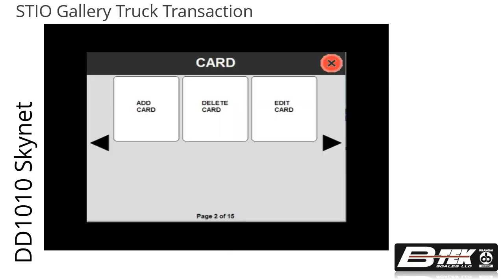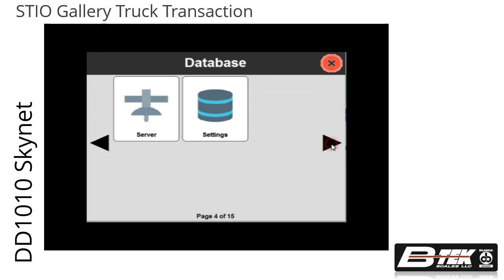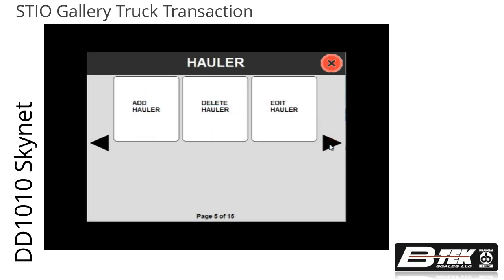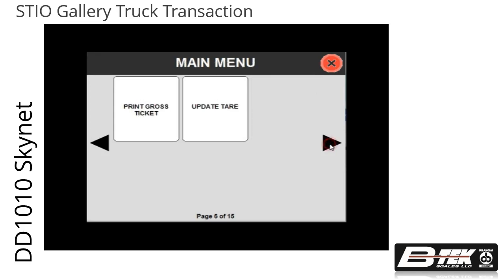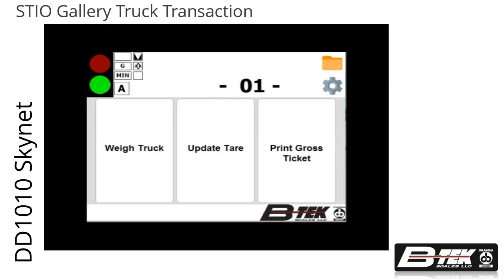You can also add cards to automate your process. Add customers. Add haulers to organize your trucks. And you can also add products. B-TEK also has the ability to customize anything special to your application.